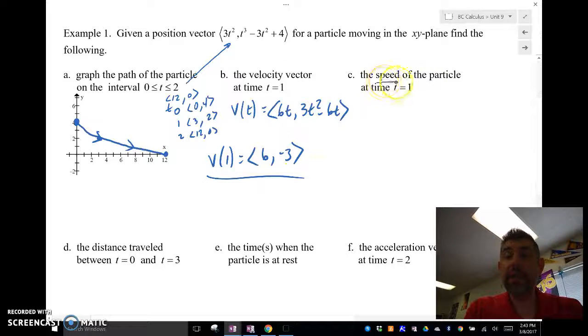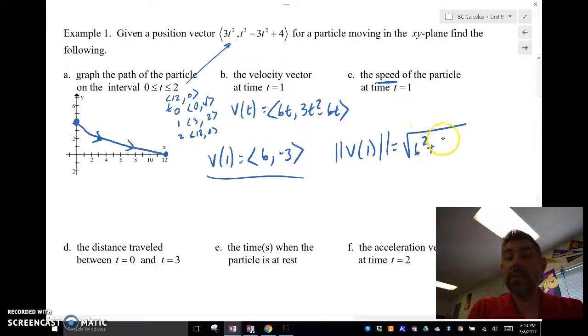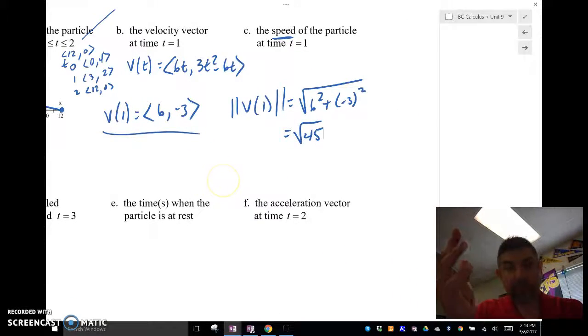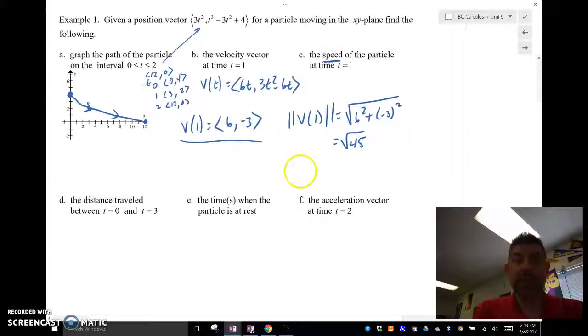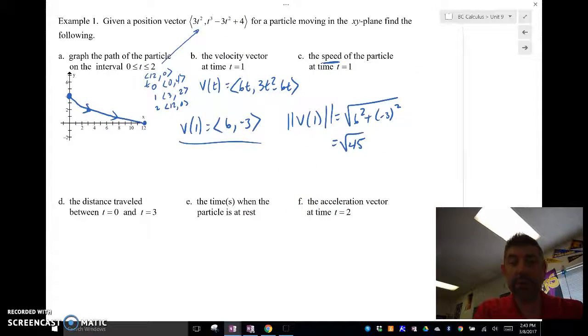The speed. Now the speed is the magnitude of the velocity vector. So we want the magnitude of the velocity vector, which is going to be the square root of 6 squared plus negative 3 squared, which is going to give me the square root of 45. All right, that's it. A lot of these things, again, we're just using the same techniques as we did before, only we're separating into two components.